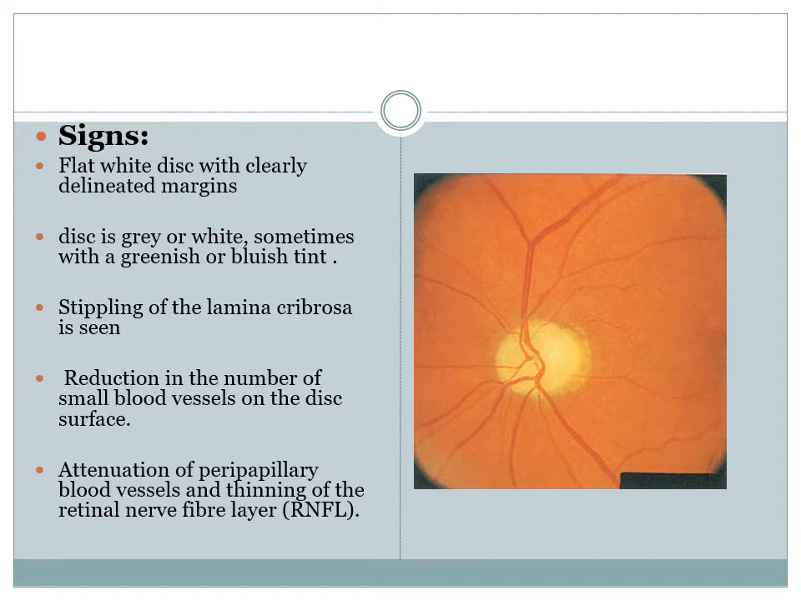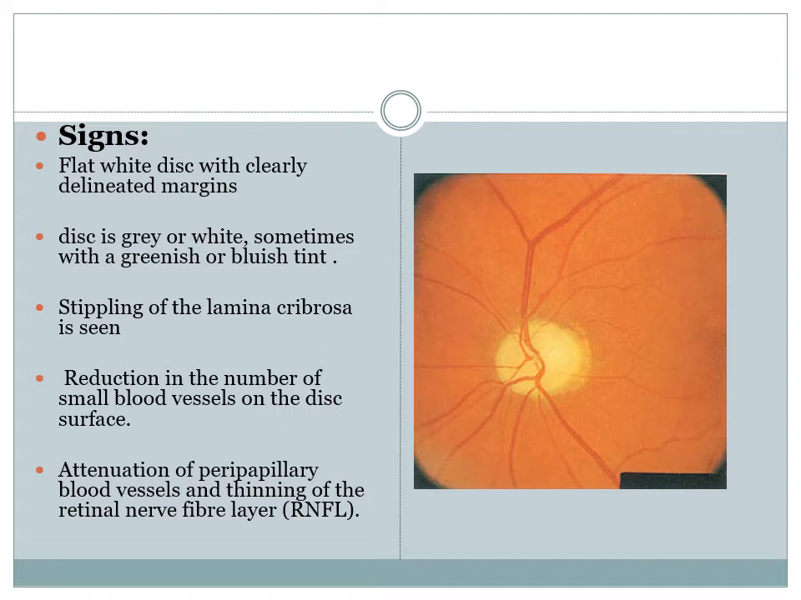Then what are the other characteristics? The number of capillaries on the disc surface will be reduced. If it is less than 6, this is known as Kastenbaum sign. Write down what Kastenbaum sign is. So reduction in the number of capillaries over the disc surface is known as Kastenbaum sign. That is characteristic of primary optic atrophy.